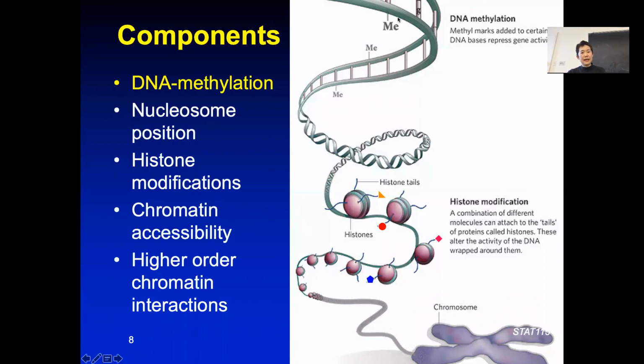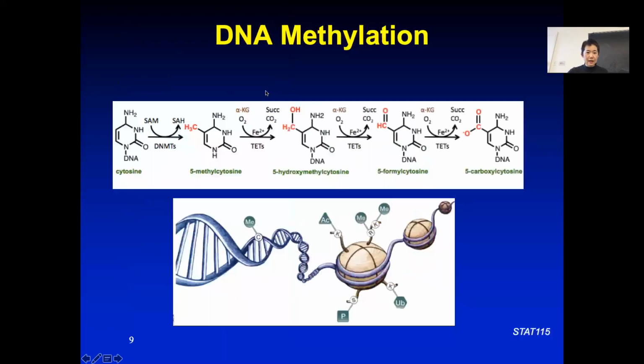This modification happens directly on the DNA. You can see here, the DNA is in a double helix. And in vertebrate species, most of the DNA methylation happens on the C nucleotide. We know that the human genome is A, C, G, T. The vast majority of DNA methylation in the vertebrate genome happens on the C nucleotide.